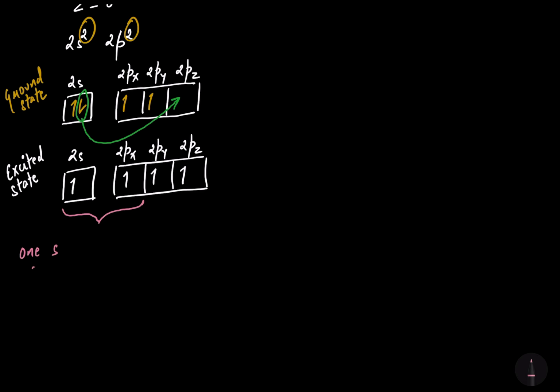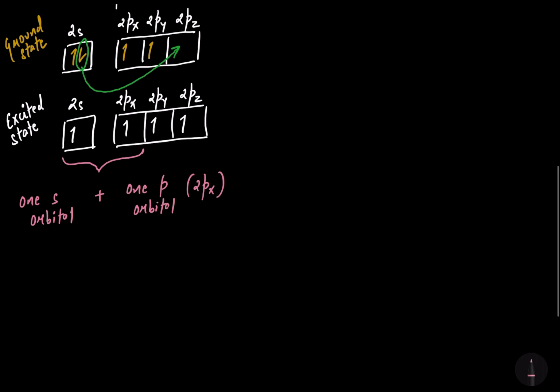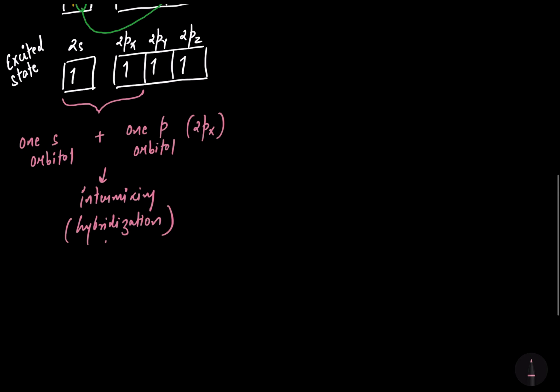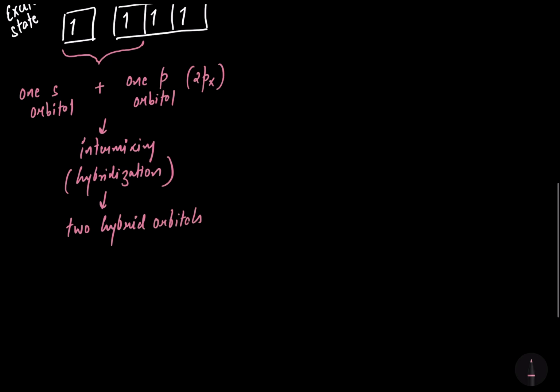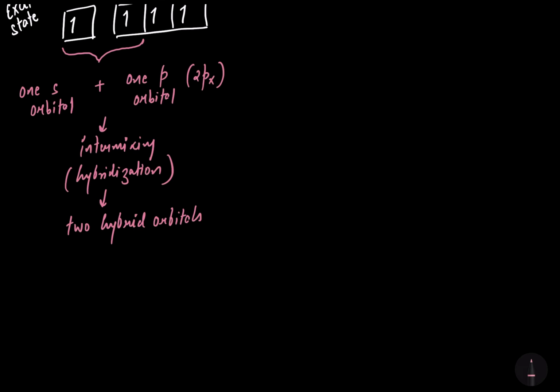So there will be the intermixing of 1 s orbital plus 1 p orbital. And which p orbital? That's 2px. So now there will be the intermixing of these 2 orbitals. That means this is the hybridization process over here. After hybridization, we will get the 2 hybrid orbitals, because 2 atomic orbitals were mixing. The 2 new hybrid orbitals will be degenerate orbitals, that is orbitals having equal energies.